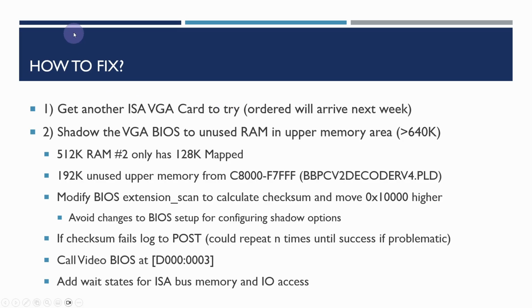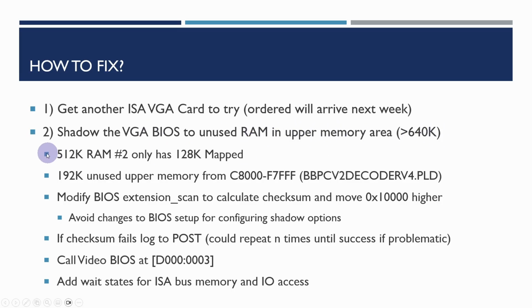So how are we going to fix it? Well, to start with, I have ordered another ISA bus VGA card, the same as what I've already got. So that should hopefully arrive in the next week or so, and at least I'll then be able to verify whether or not it's a problem with my setup, whether or not it's a video card specific issue. But in the meantime, what I've done is I've changed the main PC BIOS to shadow the VGA BIOS to unused RAM in the upper memory area.